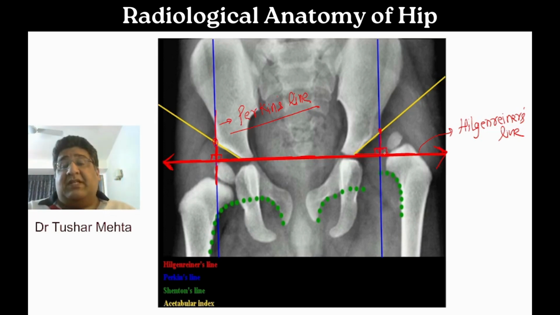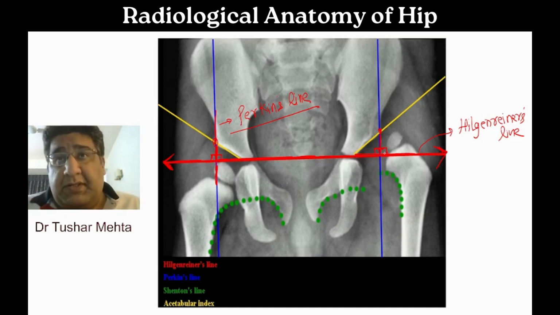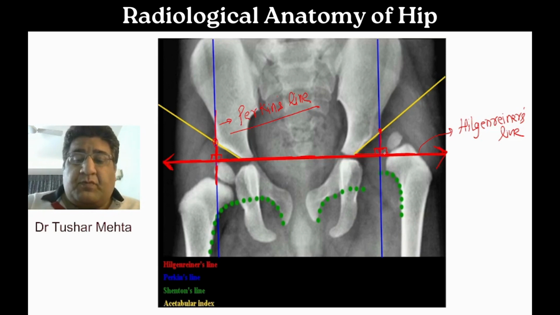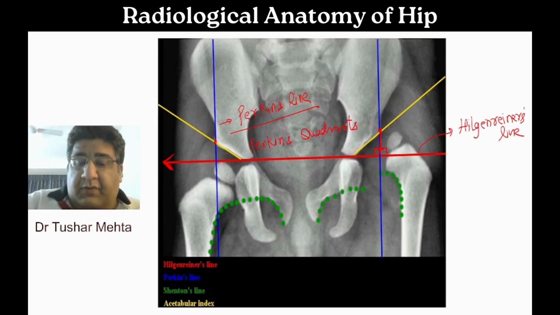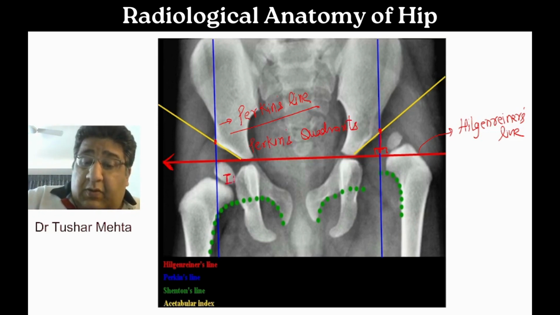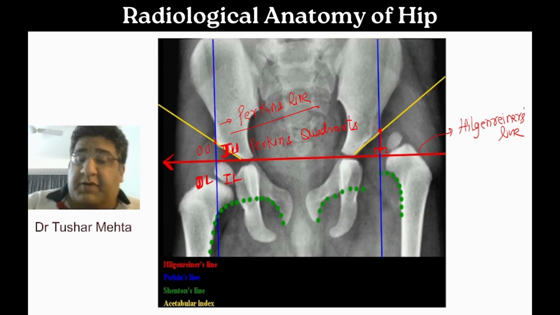Now I'll tell you the significance of Hilgenreiner's line and Perkin's line: when these two lines intersect each other, they create something which is called Perkin's quadrant. I will show you the four quadrants: inner lower quadrant, outer lower quadrant, outer upper quadrant, inner upper quadrant. So you can see the four quadrants here.